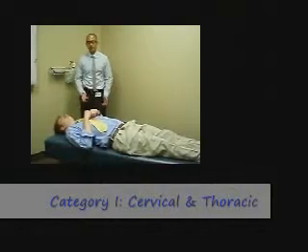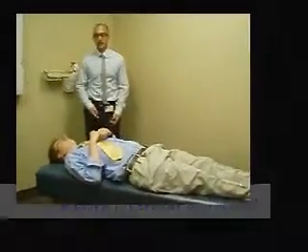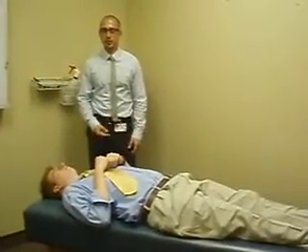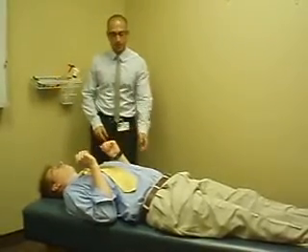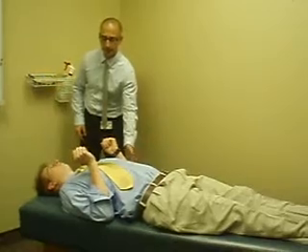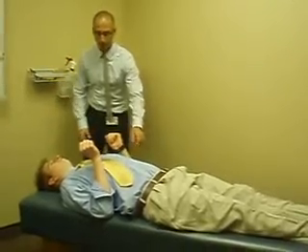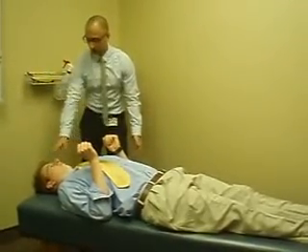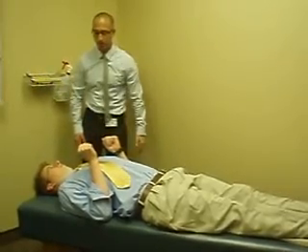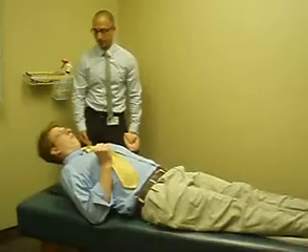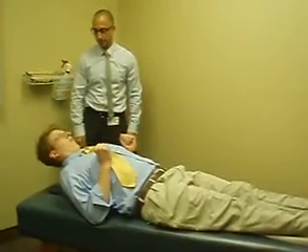So here I'm going to demonstrate a Category 1 thoracic and cervical stability screen and exercise. I ask the patient first to place their elbows on their side just like that, dig in, activate the core, chin tuck, long reach with the head, and raise up from the hips all the way up the spine. Just like that. And relax.